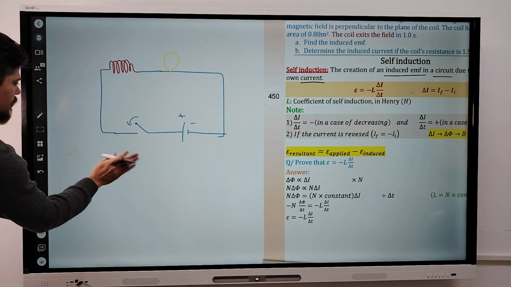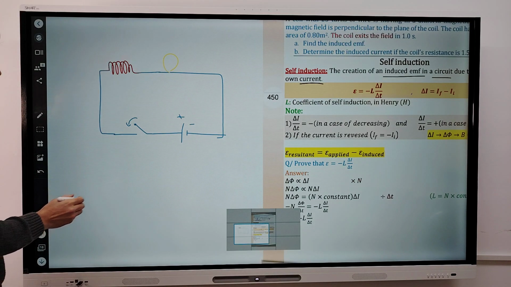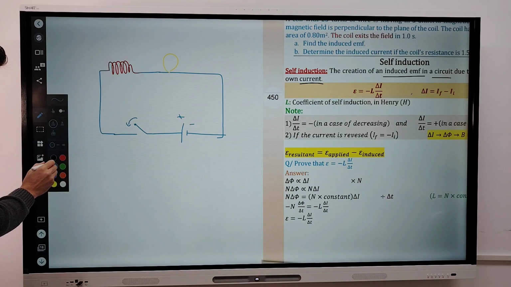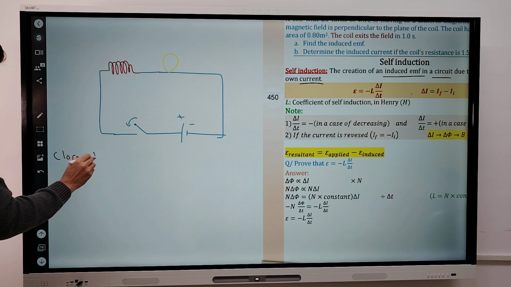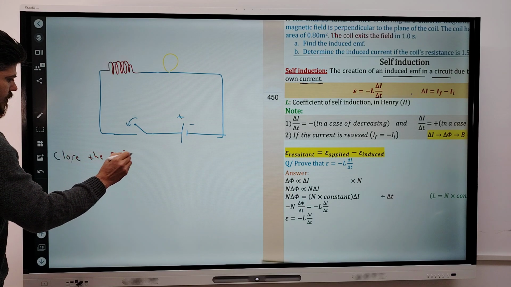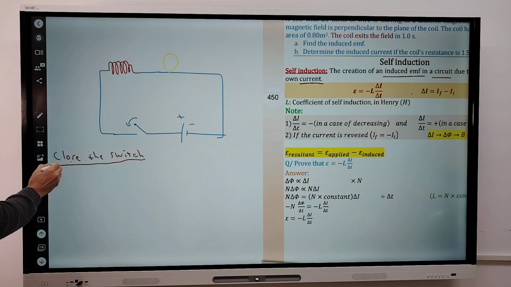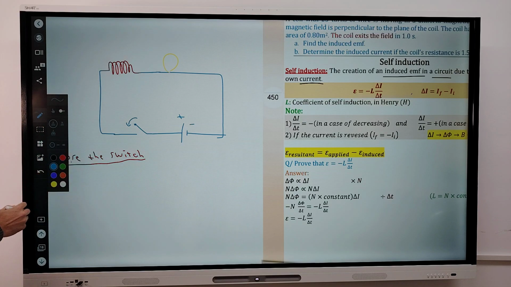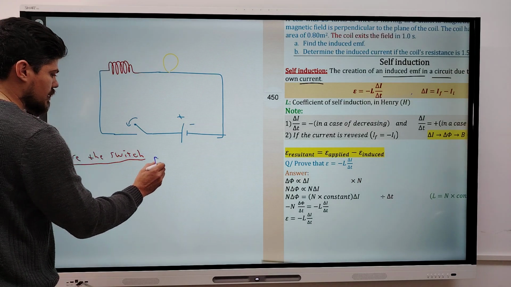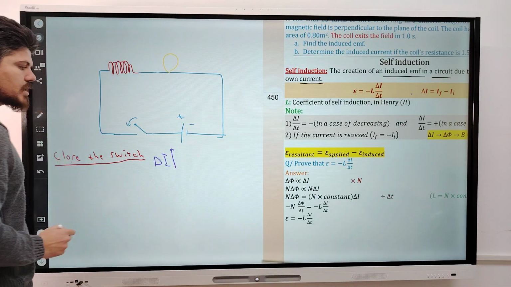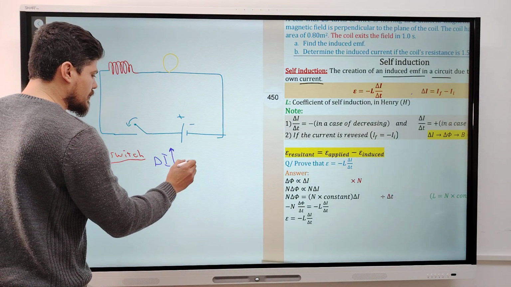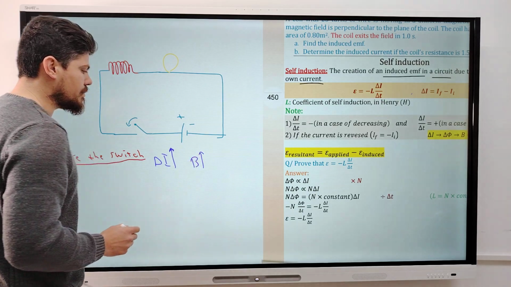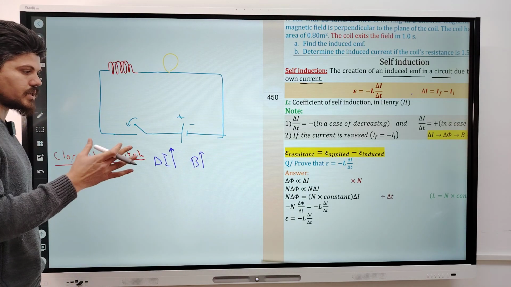Okay. When we close the switch, what happened to the current? The current changes, the current increases. What happened to the change in current? It increases. When the change in current increases, what about the magnetic field? The magnetic field also changes, it increases, okay?